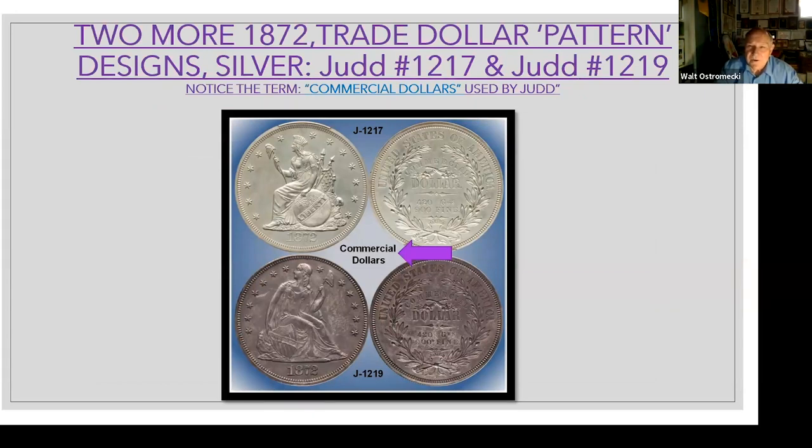And notice what Judd used in his book about the trade dollar. He called them commercial dollars, which is actually the name it should have been in the legislation, which would keep it a trade dollar and not have it be legal tender status in the United States. Again, it shows the grains, it shows the fineness, and it changes, like the 1219, which later on became a Lady Liberty possibility.